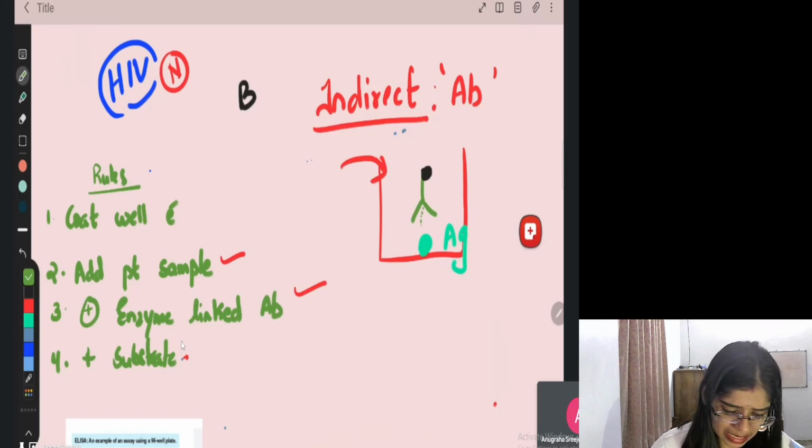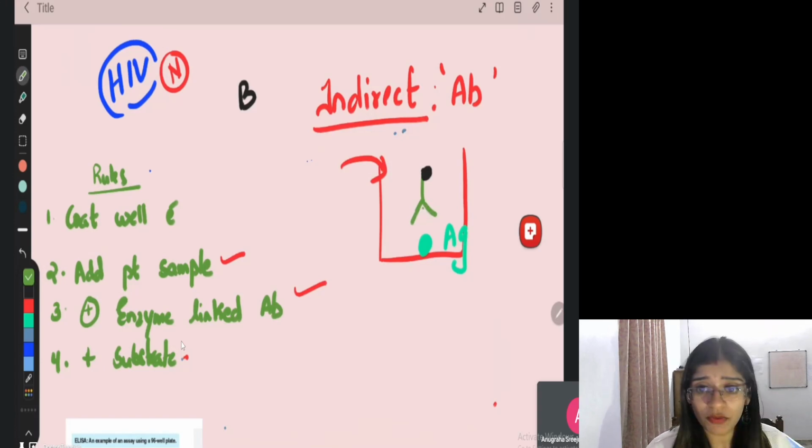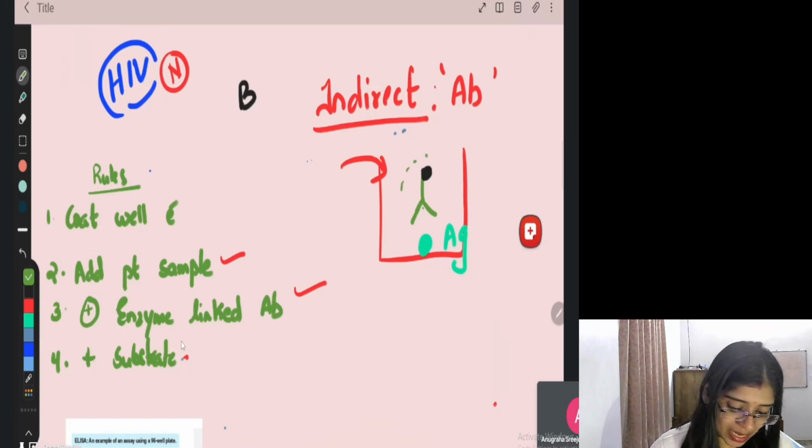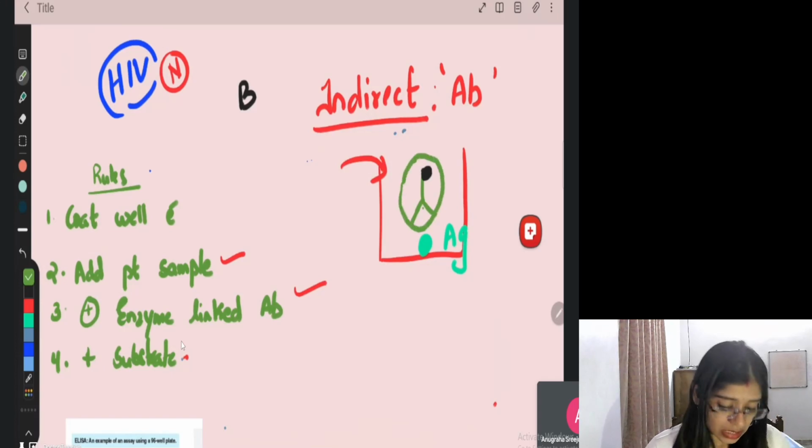No, because it doesn't like antigen. It forms a bond only with another antibody. So there'll be no bond formation. This enzyme linked antibody is free to roam, right? Now see, after every step I'm washing. So after the third step also, I'm washing the well. So when I'm washing the well, this free enzyme linked antibody will get washed away.